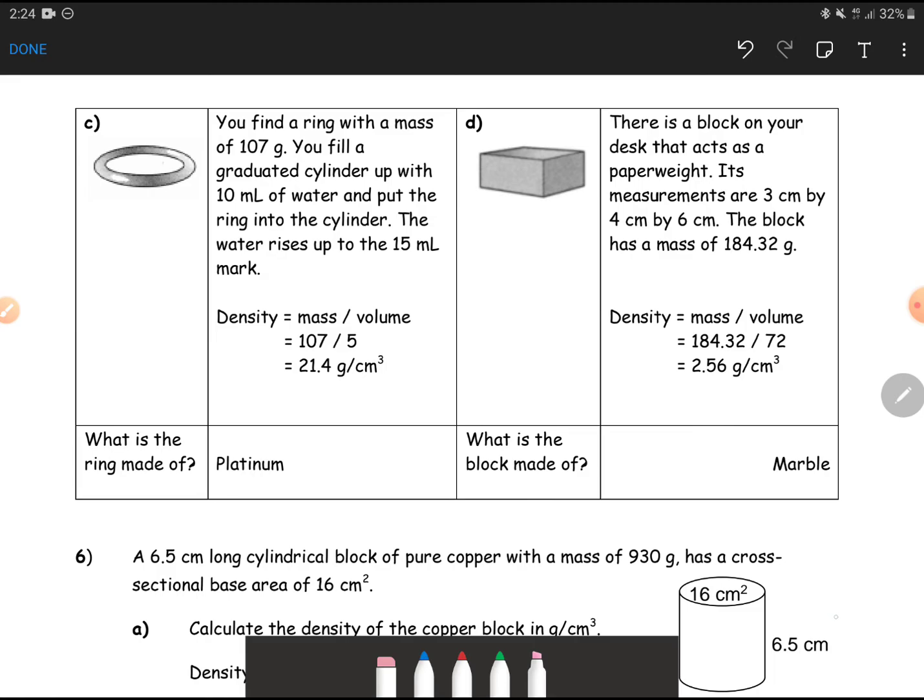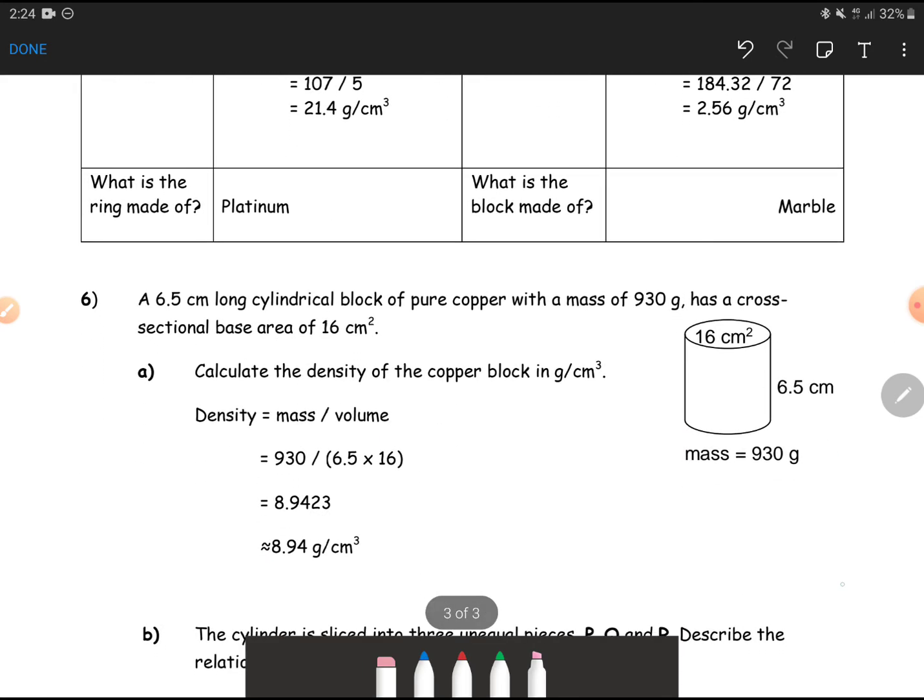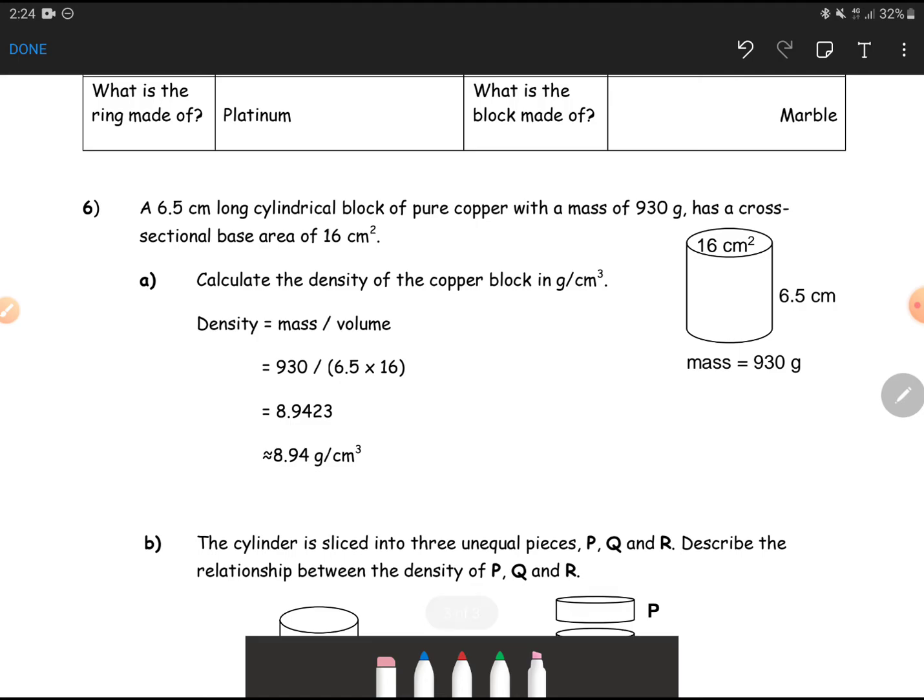Moving on to question number 6. It's fairly straightforward. The only thing they modify is to see whether you know how to find the volume of a cylinder. We know that the volume of a cylinder is base area times height. Let me just jot that down for those of you who are not too sure about that. Again, the volume of a cylinder is going to be base area, or cross-sectional area, multiplied by the height.